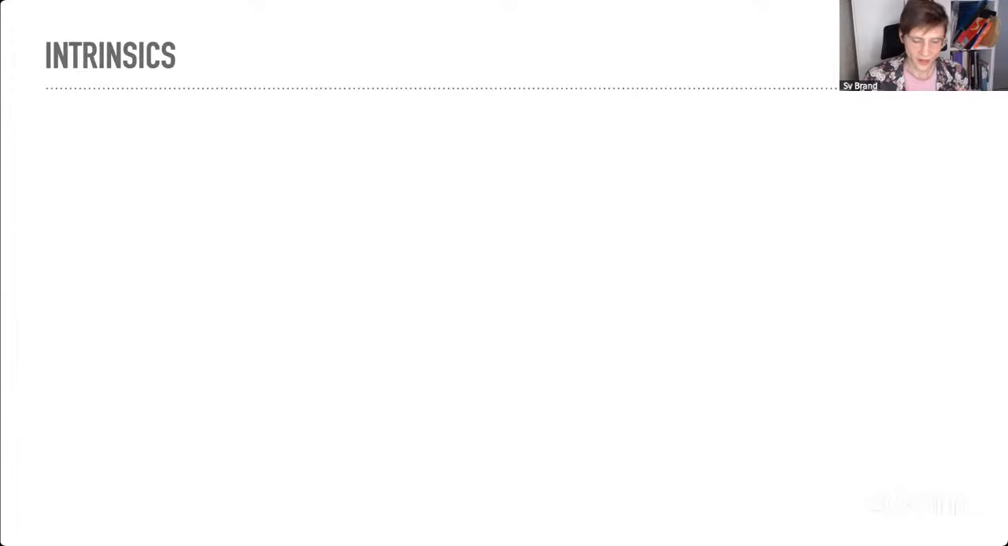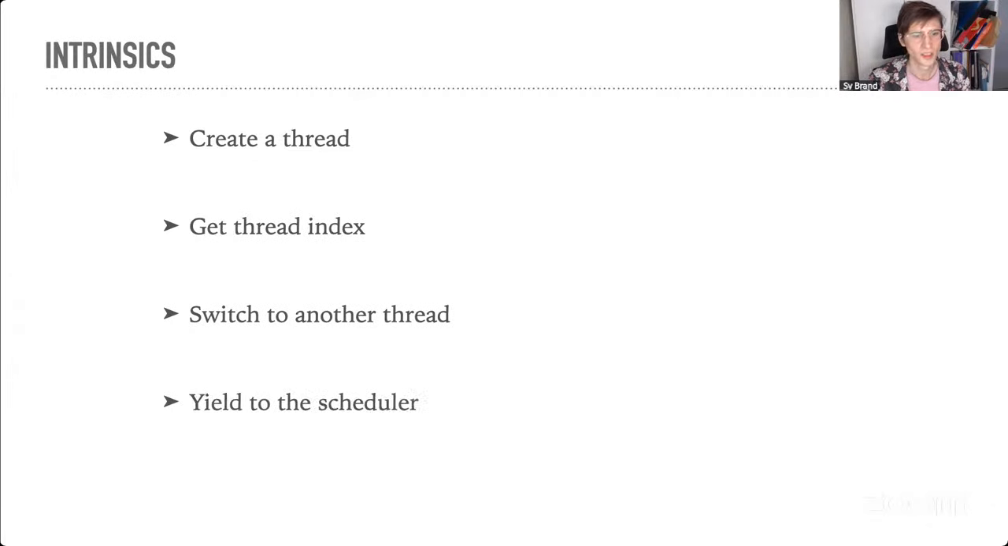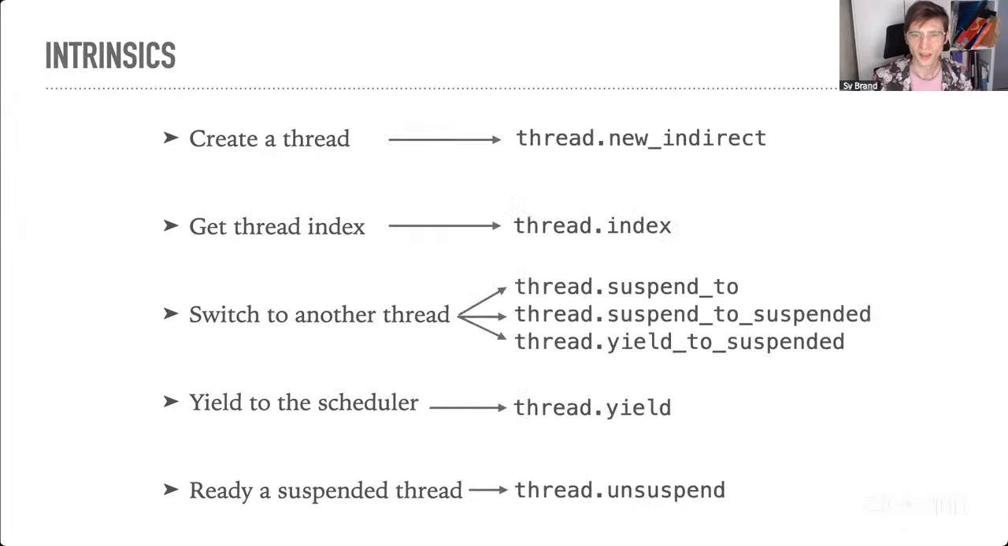All of this is built on a bunch of intrinsics, which gives you the kind of base level functionality of threading. So some of the main things you want to do are you want to create a thread, you want to maybe get the index of the current thread so you can communicate about it. You want to be able to switch to some other thread to let that one do work. You might want to just yield back to the scheduler and say, hey, run whatever you fancy. And you might want to say, hey, I know this thread over here is suspended, go run that later sometime. And these all have a bunch of intrinsics which map to them.